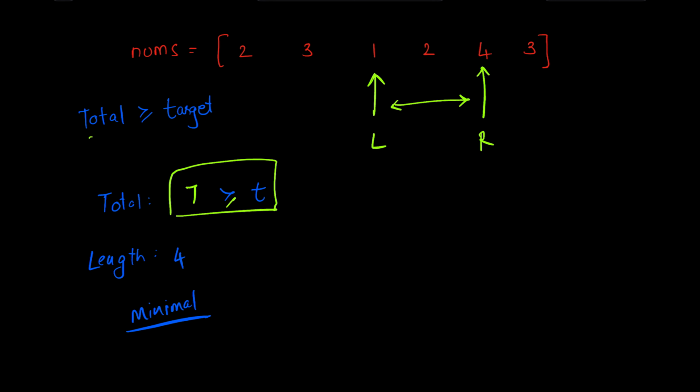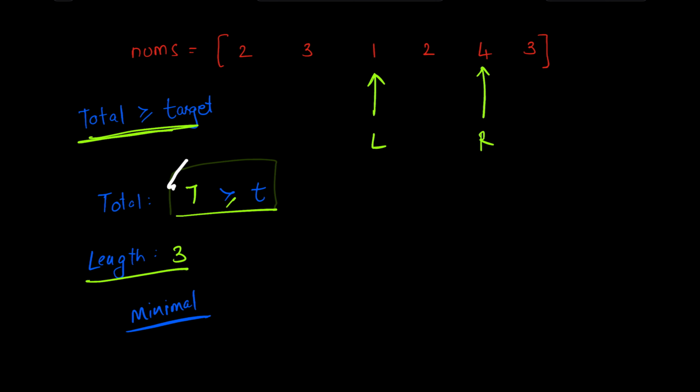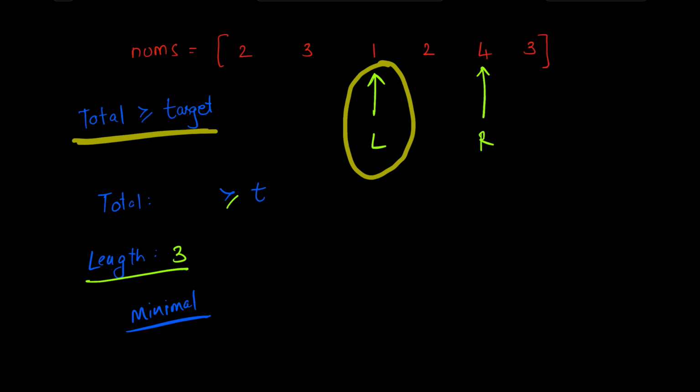So the updated total is 7, which is still equal to target. So the criteria is met and the size of the subarray is smaller than the previous array that we have calculated. So we'll replace the value. So now the minimum length of the subarray whose total is equal to or greater than target is 3. As the criteria is met, we'll try to optimize our array even further.